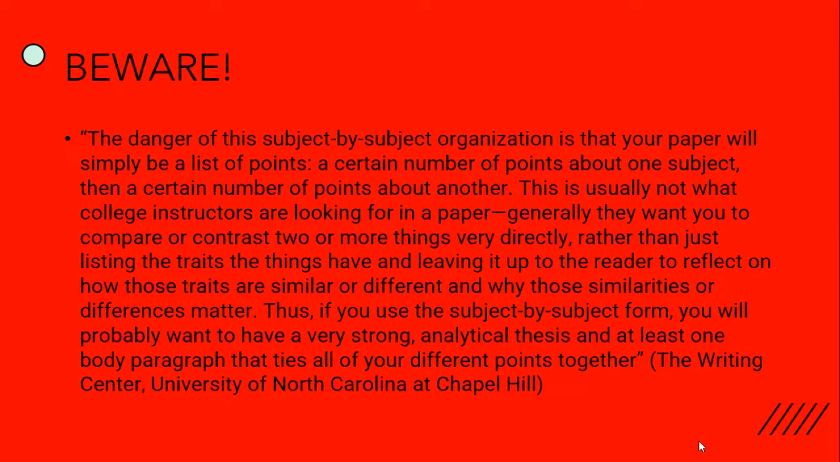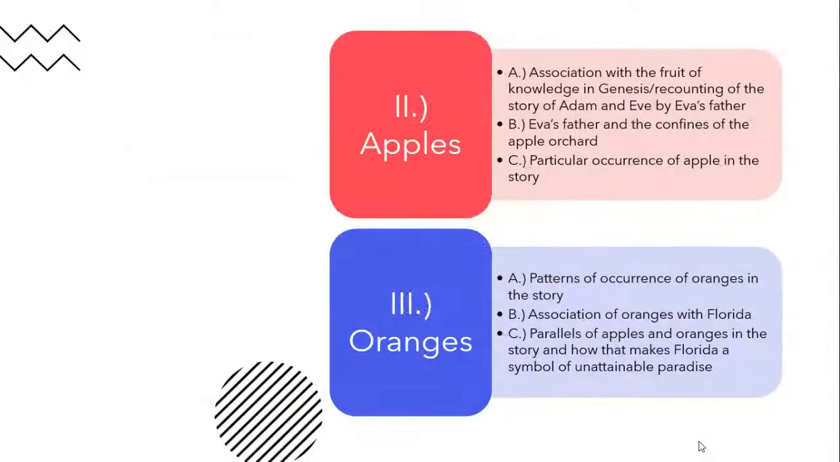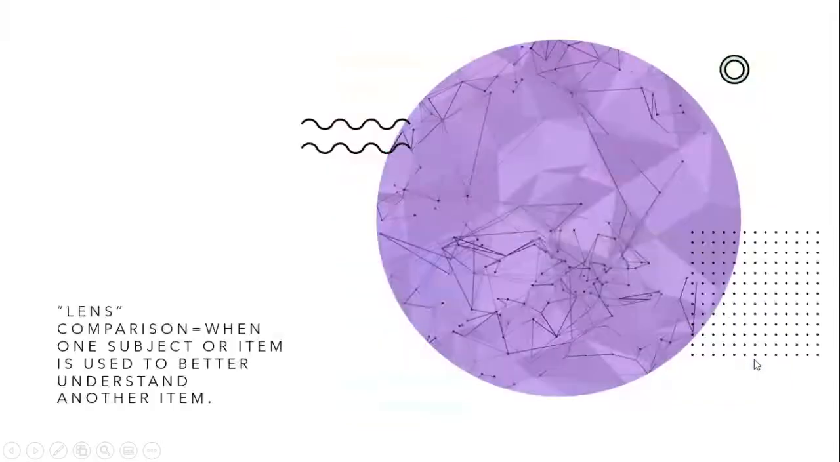So if you use subject by subject, you probably want to have a very strong analytical thesis and at least one body paragraph that ties all of your different points together, just as this one does with the apples and oranges, right? This would lend itself well to a subject by subject approach because it's deeply analytical, it's very complex. And then in this part C down here, 3C under oranges, it ends up tying everything together and making some kind of conclusion.